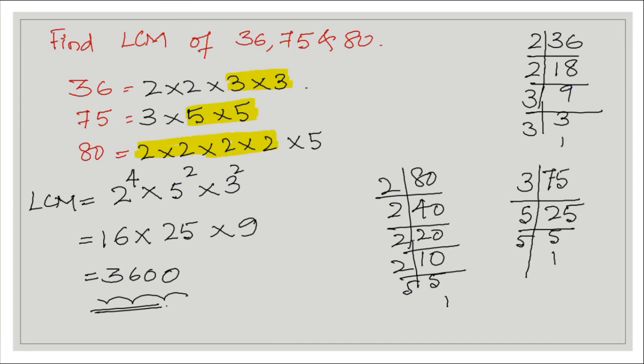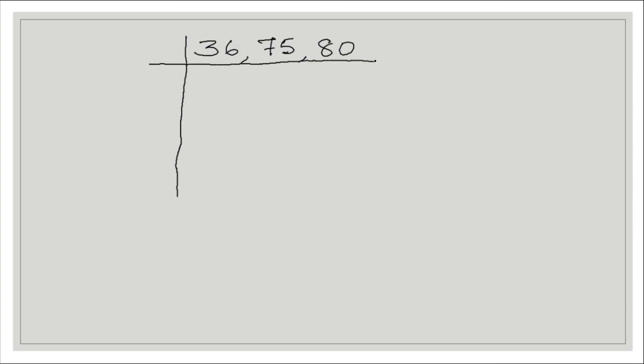I will consider the same numbers and carry out prime factorization: 36, 75 and 80. These were the numbers. Let me follow this way of division. The same prime factorization is done in a different method. I'll consider the least prime number, 2. 2 divides 36 18 times. 75 is not divisible, so this number I have to take forward as it is.